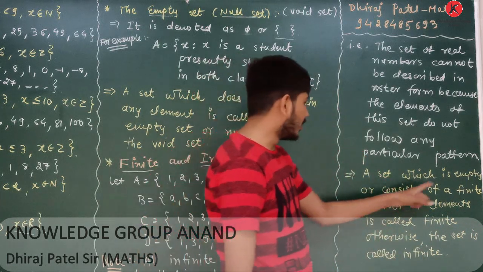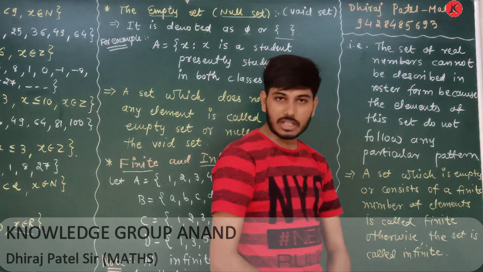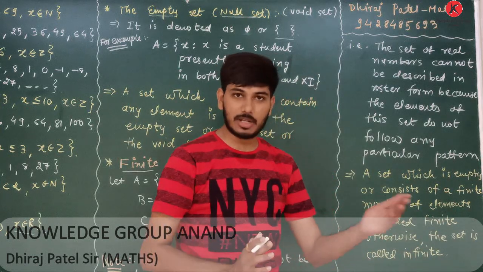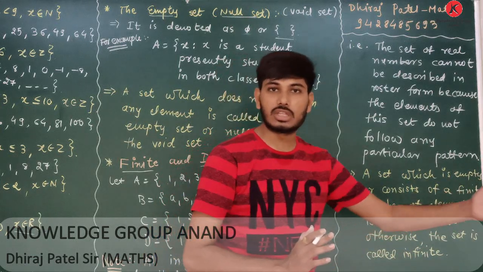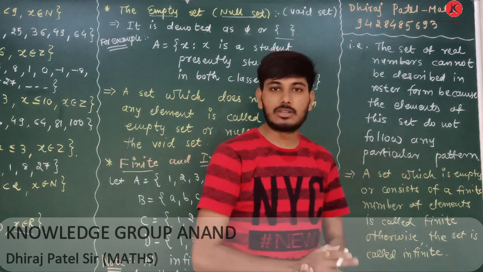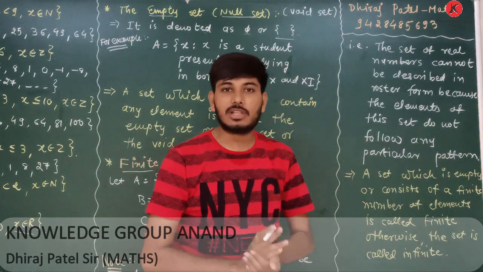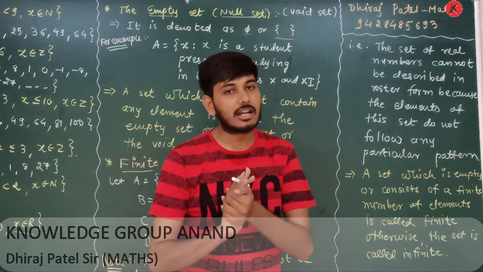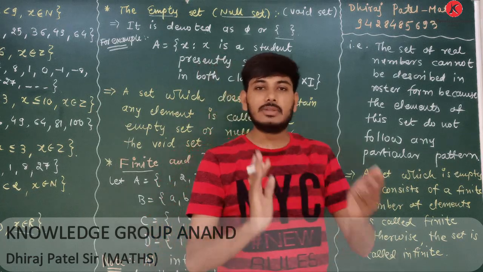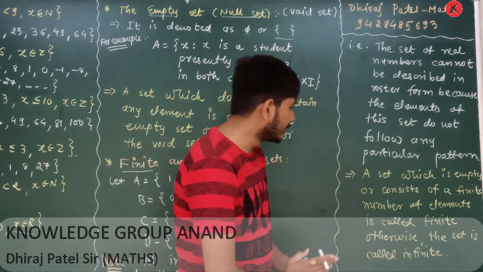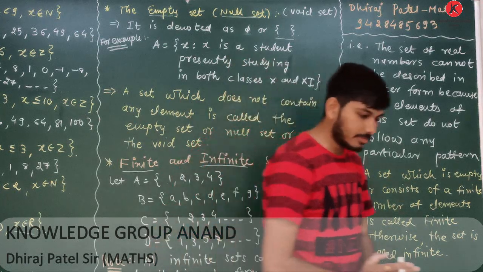Clear? If the number of elements is countable, that means there will be 0 or 1, 2, 3, 4, 5, then they are finite sets. If the number of elements of a set is uncountable, then they are infinite sets. Is it clear?